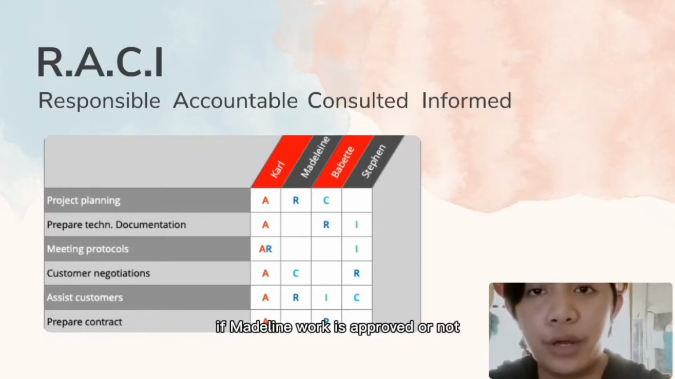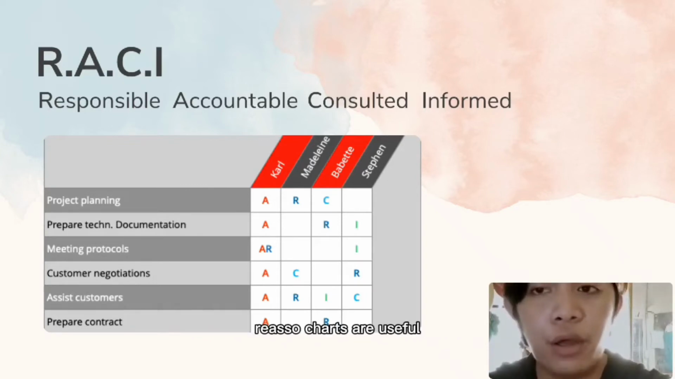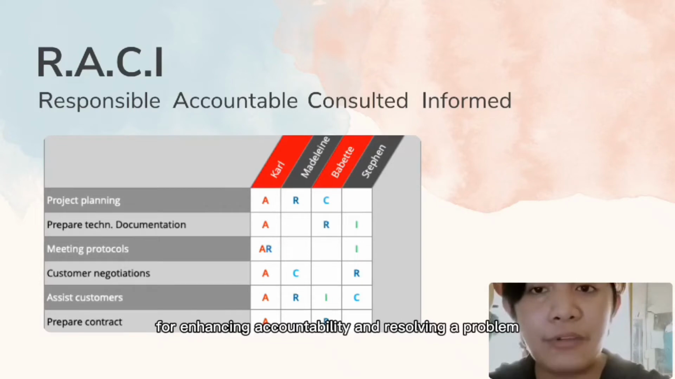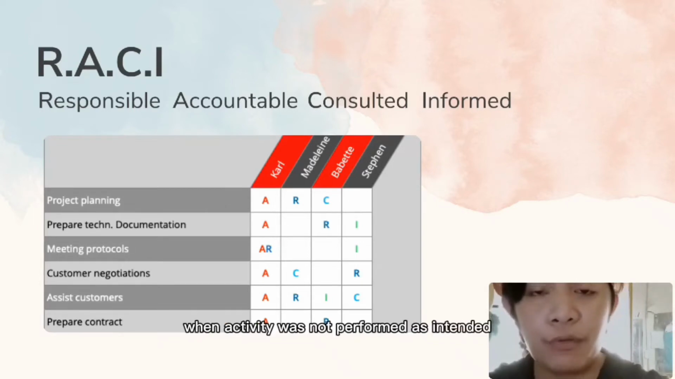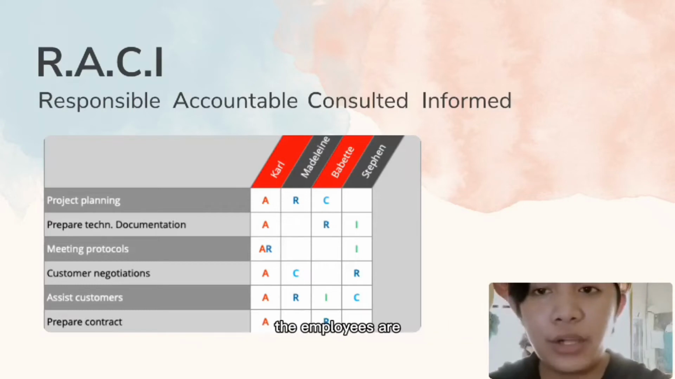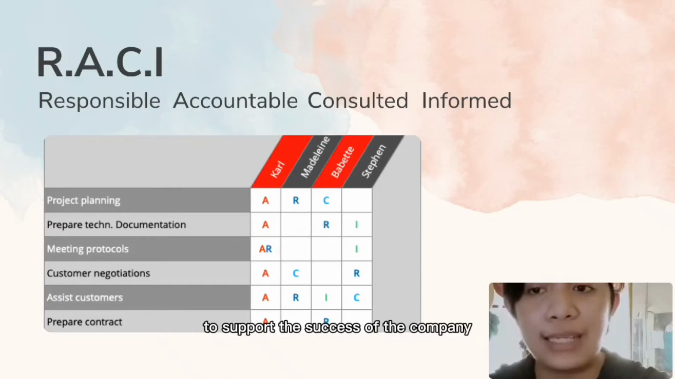if Madeline's work is approved or not. Because there is a clear division of duties and responsibilities, RACI charts are useful for enhancing accountability and resolving problems by avoiding finger pointing when an activity was not performed as intended. The employees are given a clear understanding of what they must perform to support the success of the company.